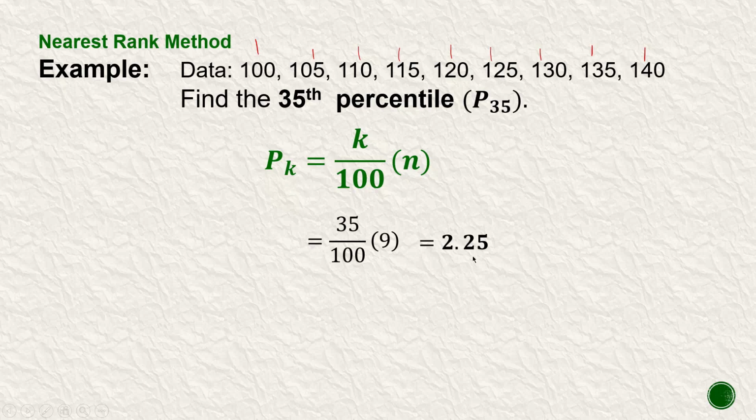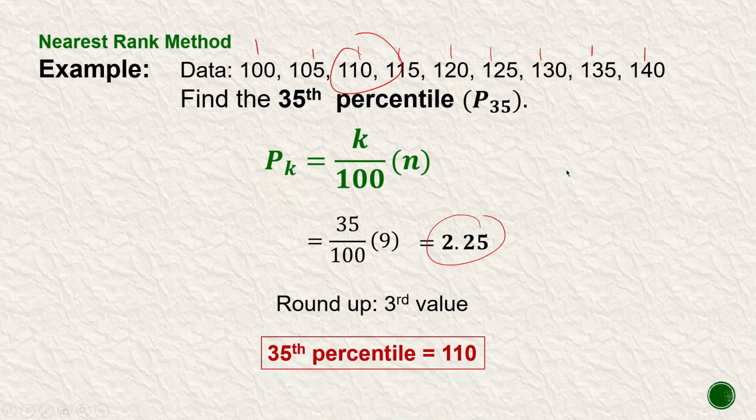So in nearest rank method, we will not be doing interpolation. Okay? So 2.25, this means regardless of whatever the decimal point is, we will round up the answer. So round up, that means the third value. So what's the third value? It is 110. So that means that's the 35th percentile. Simple as that, right? All right, let's answer another problem.